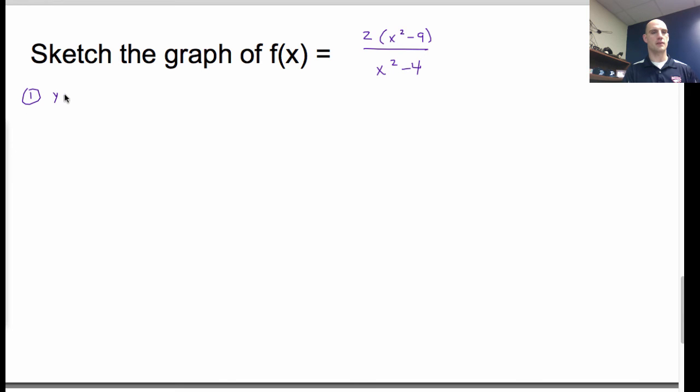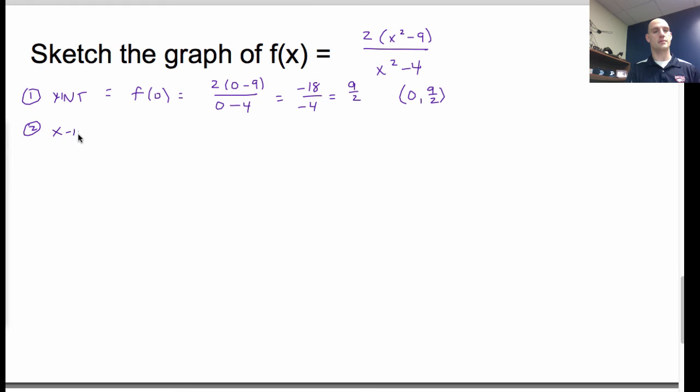First of all, y-intercepts. My y-intercept is going to be f of 0. So on top I've got 2 times 0 minus 9 over 0 minus 4. So I've got negative 18 over negative 4. If I reduce that by 2 on top and bottom and the negatives cancel, I get 9 over 2. So my y-intercept is 0, comma 9 over 2, which is 0, 4.5.